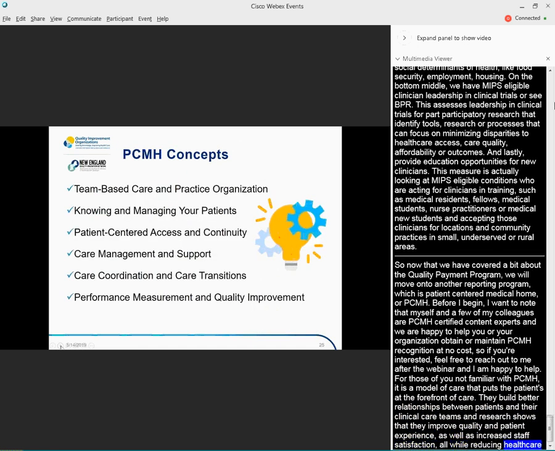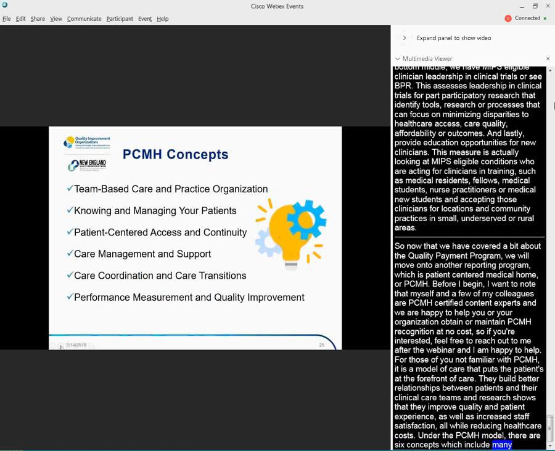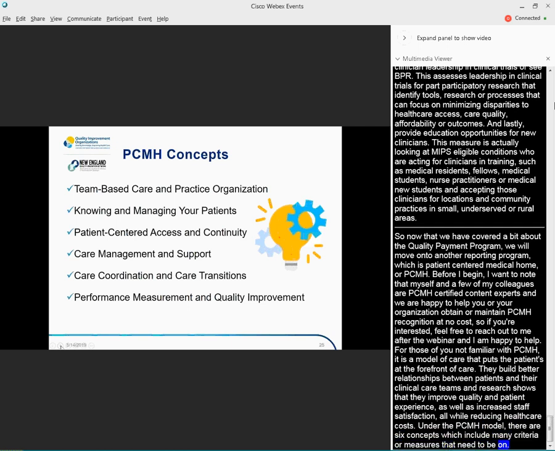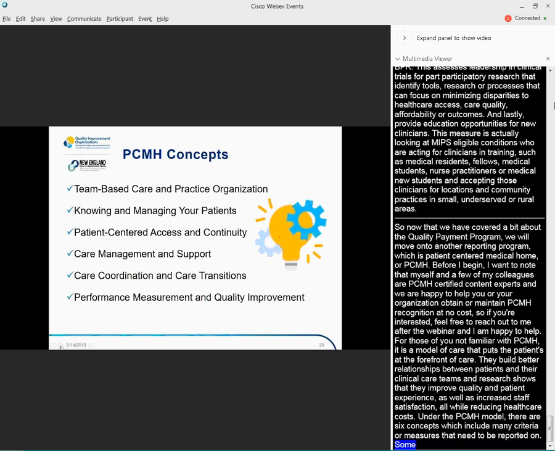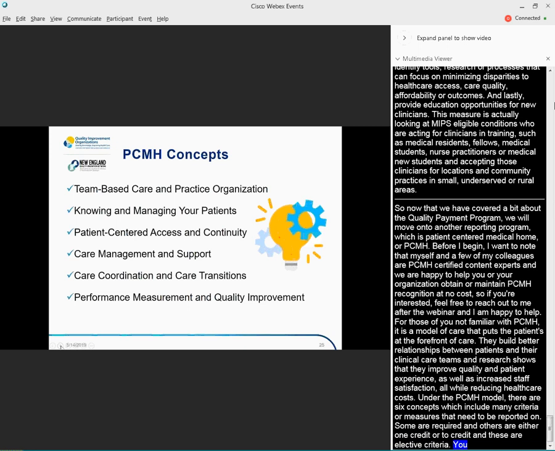Under the PCMH model, there are 6 concepts, which include many criteria or measures that need to be reported on. Some are core or required, and others are either 1 credit or 2 credit, and these are elective criteria. You must report on all 40 core criteria and 25 elective credits in at least 5 of the 6 concepts.